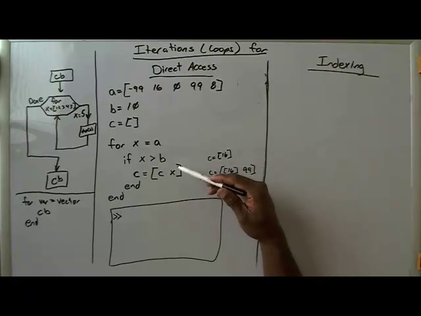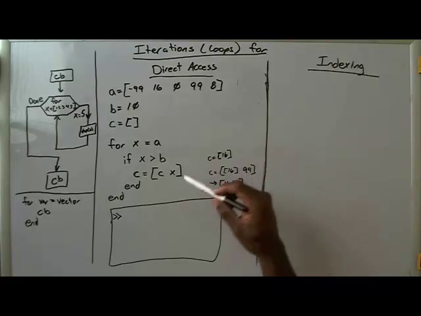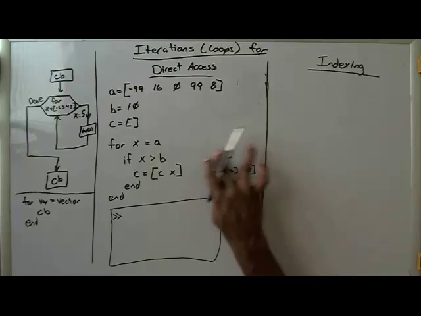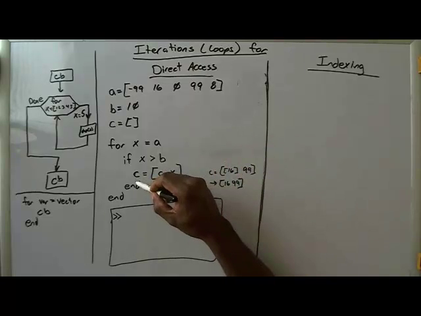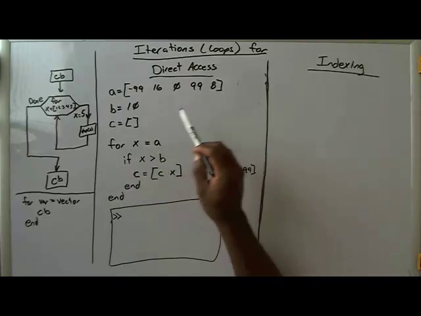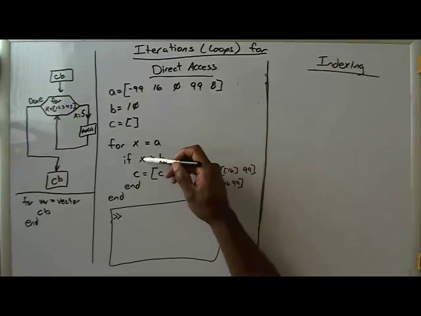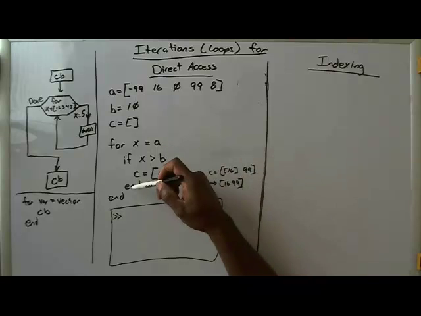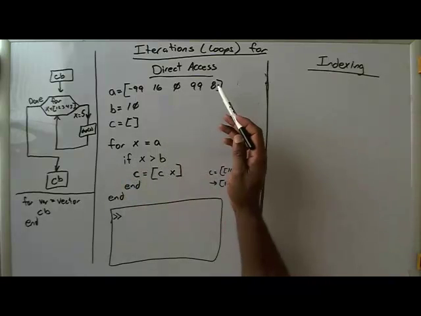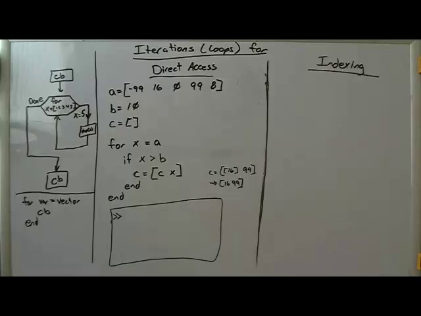And we see this technique over and over again. So that's why I'm being very deliberate here. Okay, so now C equals the vector 16, 99. I end that, I go back up. X now equals the next value in A, which is 8. Is 8 greater than 10? No, it's not, so I skip that. And now I go back up. Well, I reached the end of my vector, so I exit now, and I'm done.